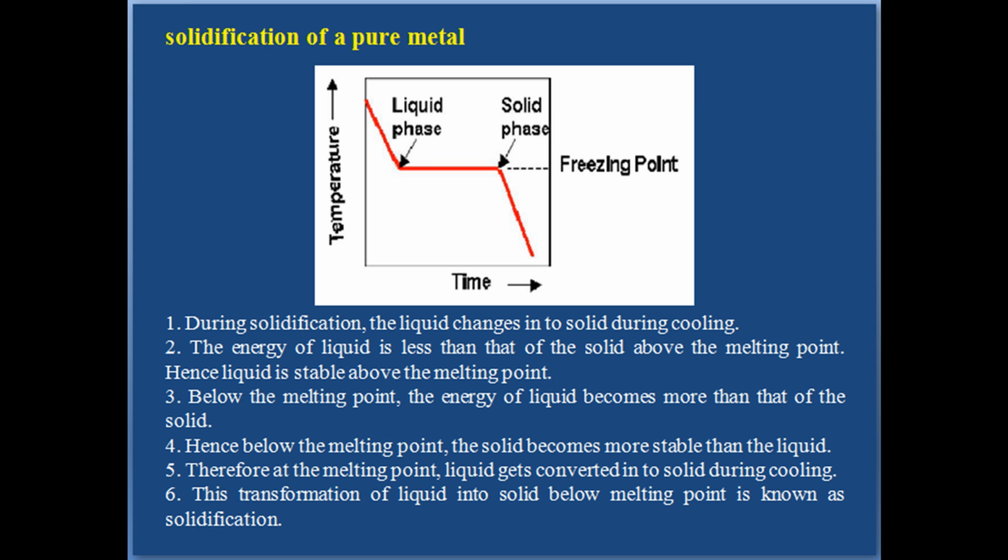Therefore, at the melting point, liquid gets converted into solid during cooling, and this transformation of liquid into solid below the melting point is known as solidification. This is the process of solidification of pure metal, which is also indicated in the figure. Once again, we'll just go through the solidification process of pure metal.